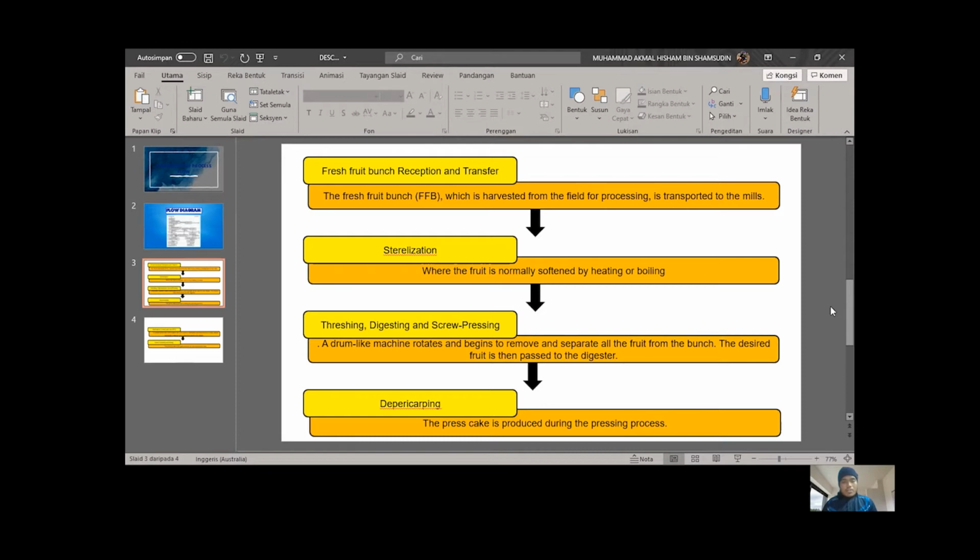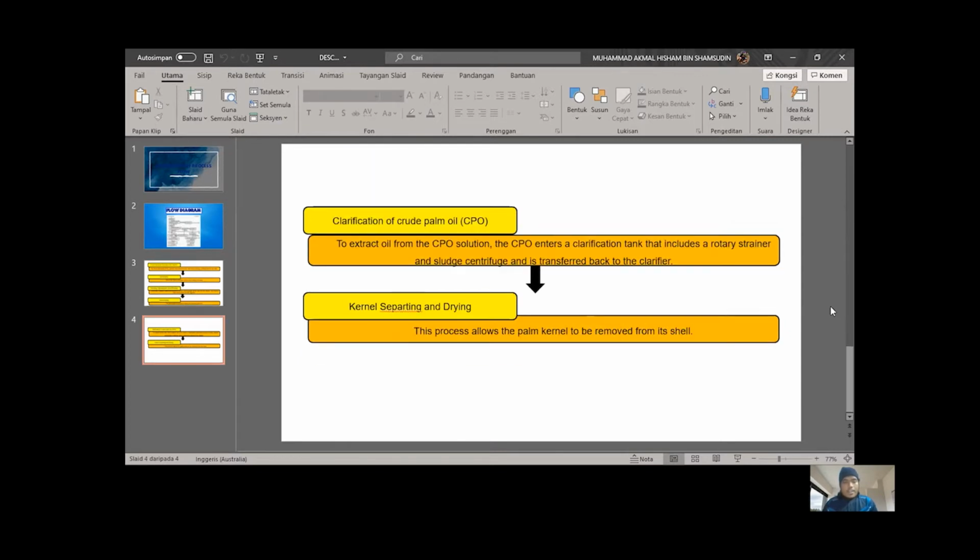A drum-like machine rotates and begins to remove and separate all the fruit from the bunch. The desired fruit is then passed to the digester. Next, depericarping. The pressed cake is produced during the pressing process. Next, clarification of crude palm oil, or CPO.